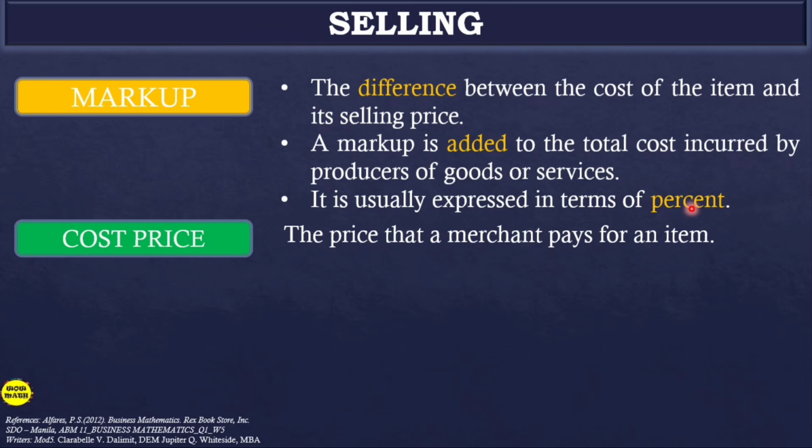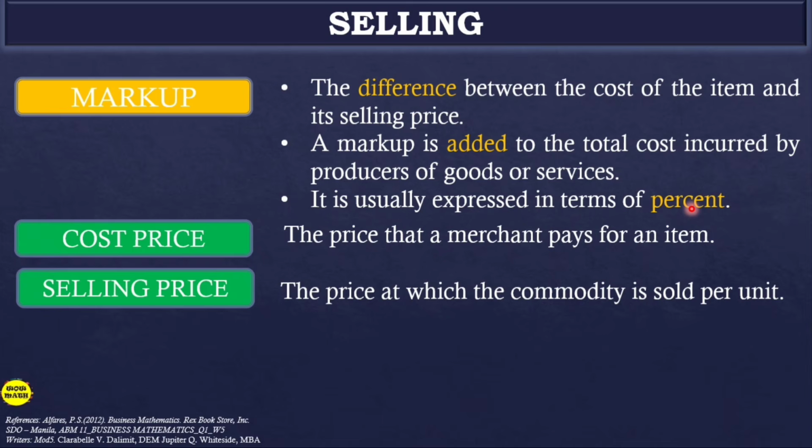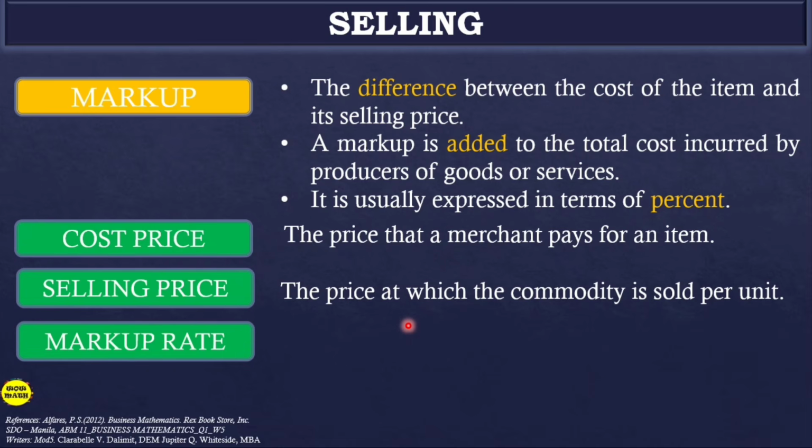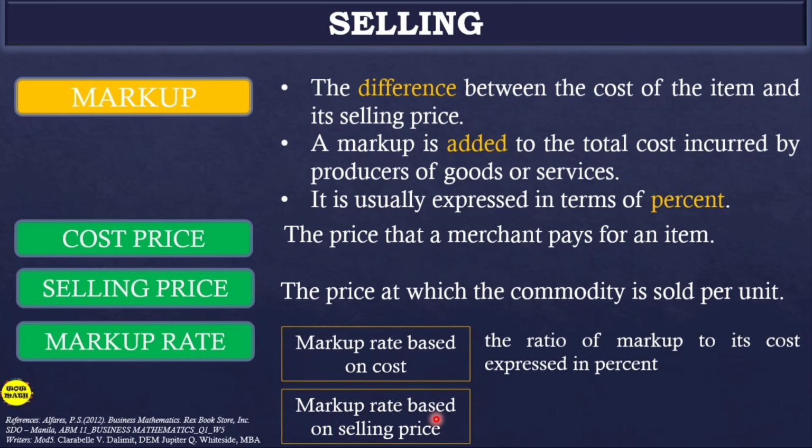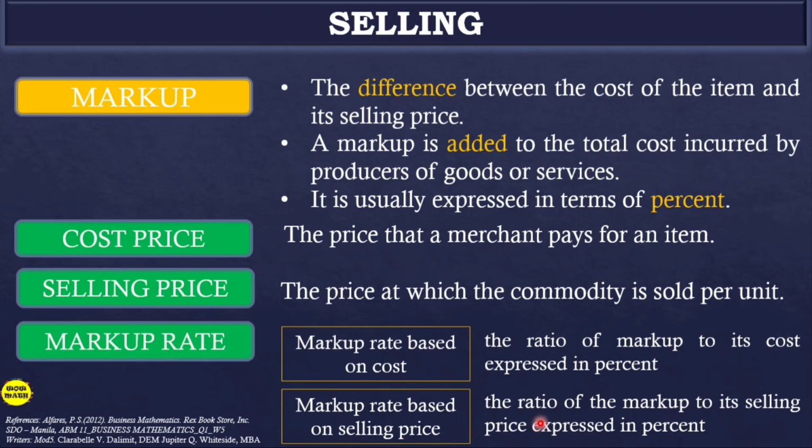So the cost price, the price that a merchant pays for an item. The selling price, the price at which the commodity is sold per unit. Itong mga ito ay madalas nating mai-encounter. Markup can be stated in two ways: based on cost and based on selling price. Markup rate based on cost, the ratio of markup to its cost expressed in percent. And markup rate based on selling price, the ratio of the markup to its selling price expressed in percent.